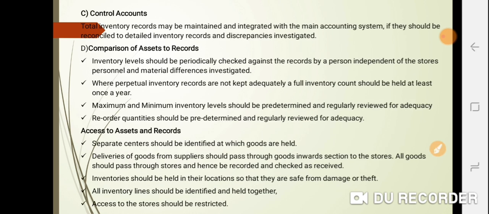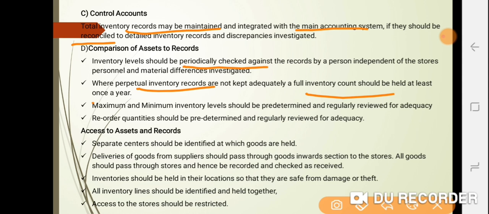control accounts. Okay, control accounts: total inventory records may be maintained and integrated with the main accounting system, and they should be reconciled to detailed inventory records and discrepancies investigated. Okay, then comparison of assets to records. Here inventory levels should be periodically checked against the records by a person independent of the store personnel and material differences investigated. When perpetual inventory records are not kept adequately, a full inventory count should be held at least once a year.